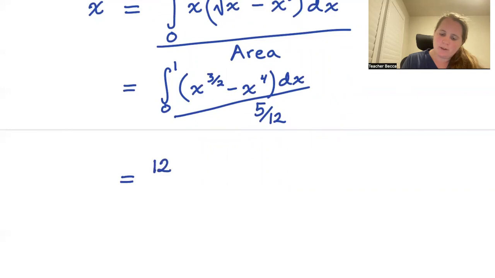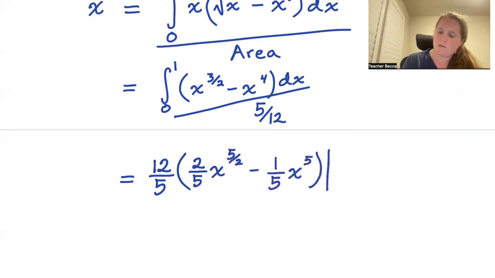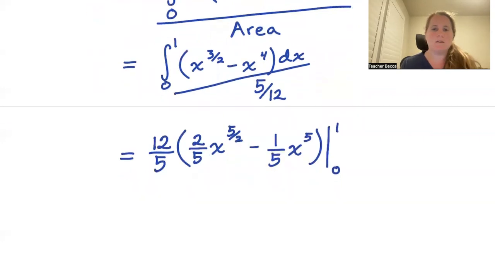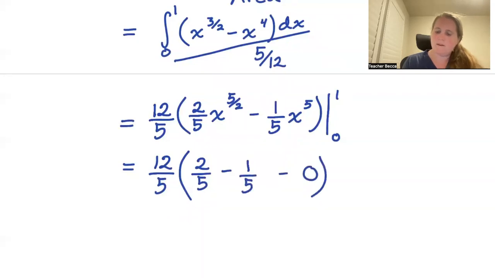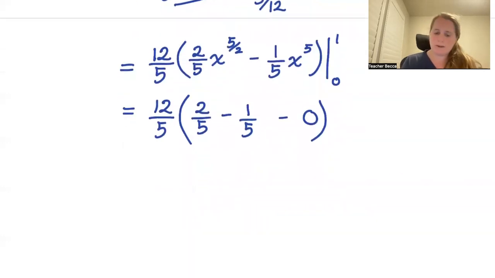This becomes 12/5 times x to the 3/2 goes to 2/5 x to the 5/2. Then we have minus 1/5 x to the 5th, and we are evaluating from 0 to 1. So we have 12/5 times 2/5 minus 1/5, and then minus 0. 2/5 minus 1/5 is, of course, 1/5, times 12/5 gives us 12/25 for our x coordinate.